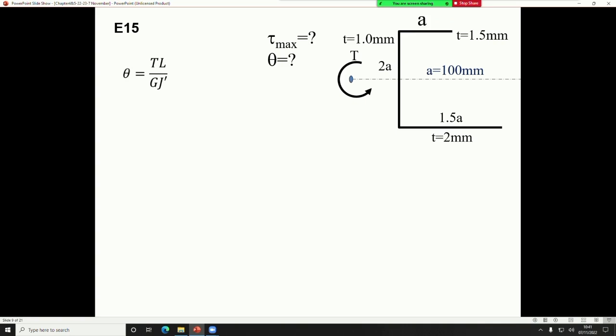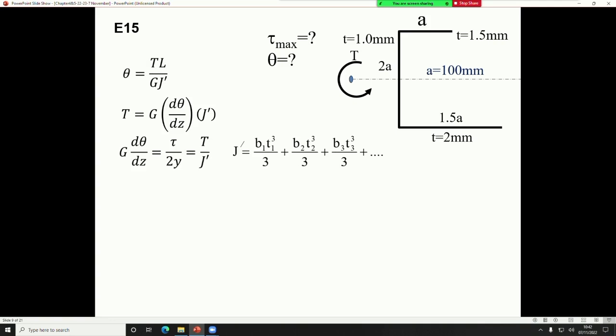So this equation is still valid. The only difference is the definition of J prime, because the thickness is variable. So for J prime, we have to find the value for each of these panels and add them up. And this is how we find it. This is included in your examination data sheets.